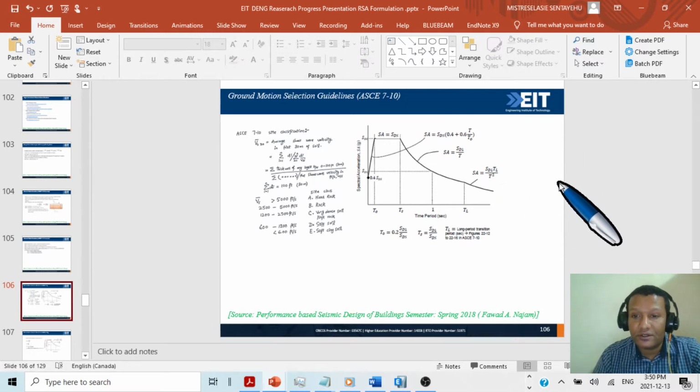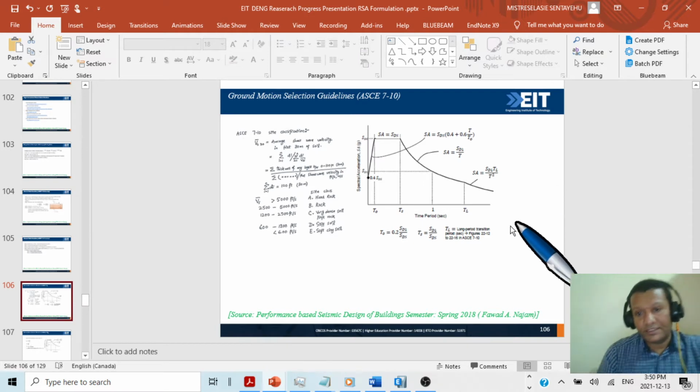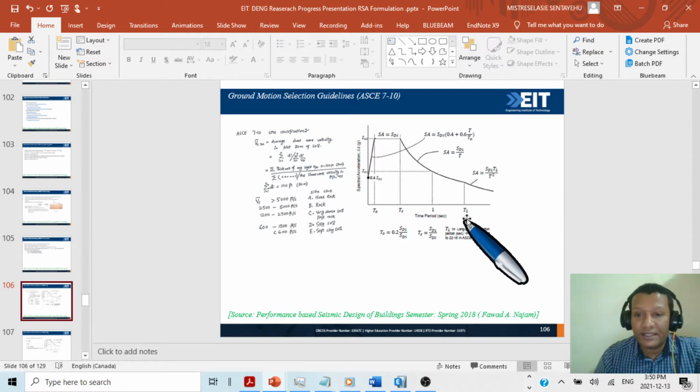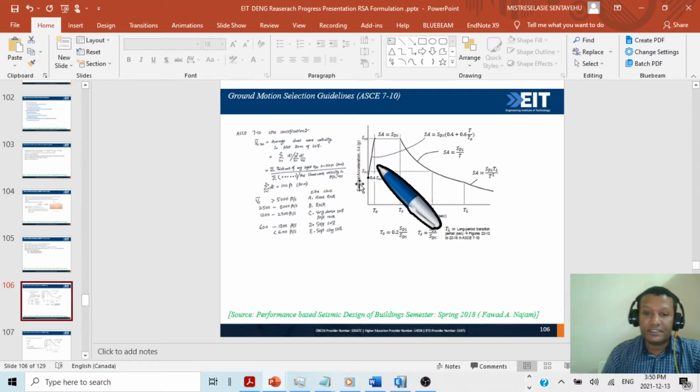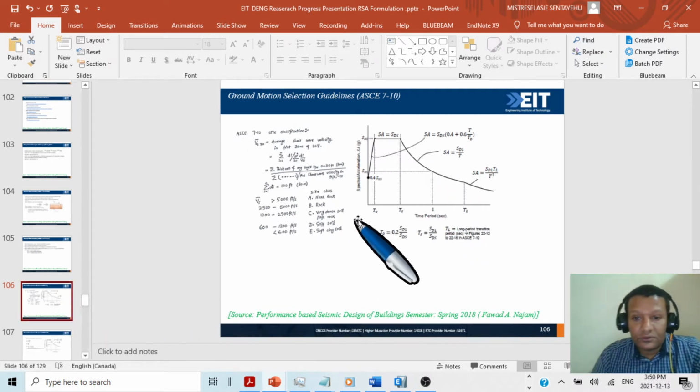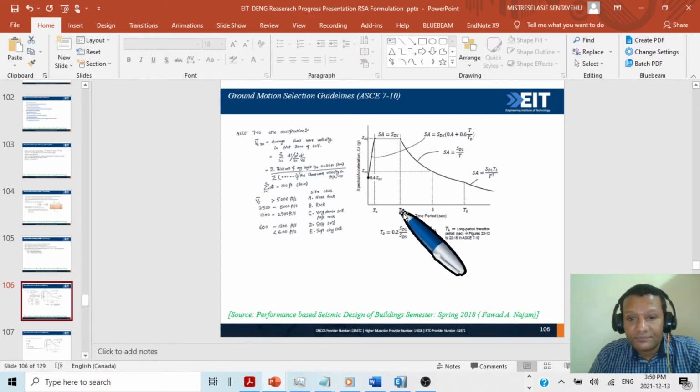This is for very long time periods, more than 8 or 9 seconds. This is the area for long periods. Our 100 story building will be here. Our 44 story building will be around here, no problem. Around 4 seconds is enough. So we have TS. Then this is for T1. For 1 second we can find SD1 here. And TL is the long period transition.